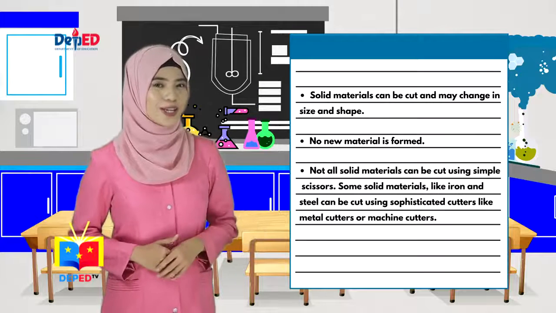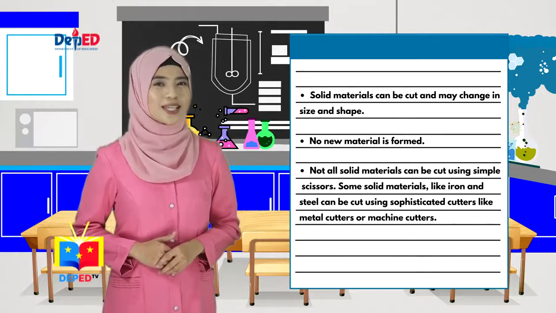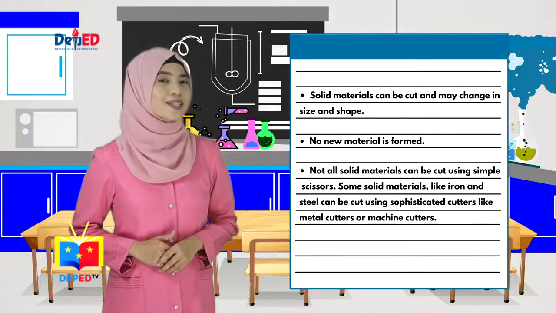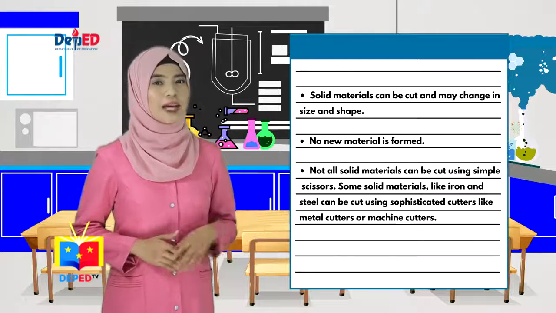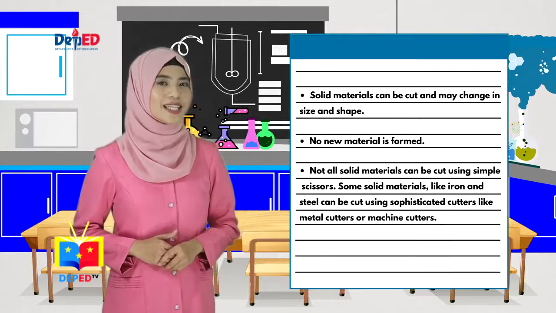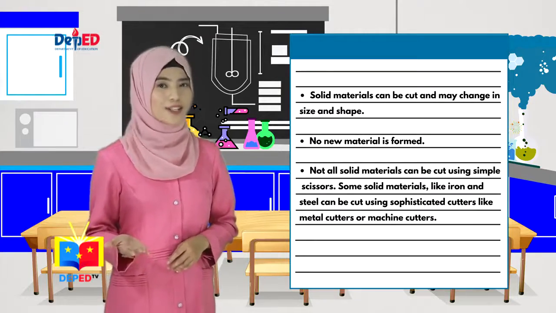You have also learned that not all solid materials can be cut using simple scissors. Some solid materials like iron and steel can be cut using sophisticated cutters like metal cutters or machine cutters.